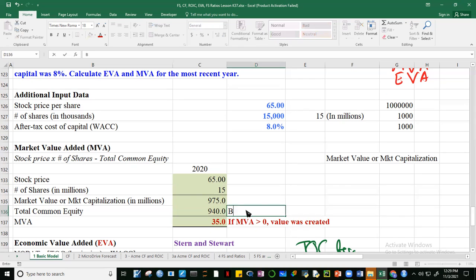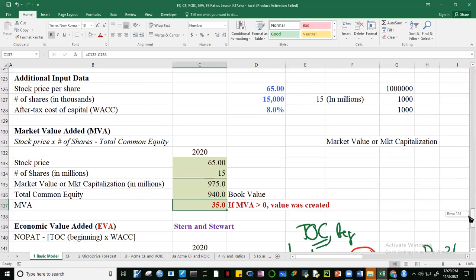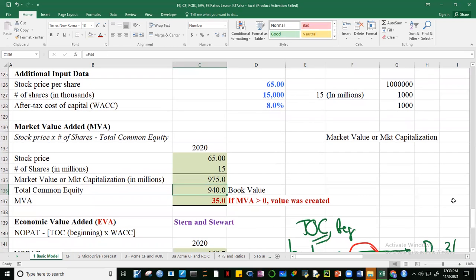Let me write here, book value. It's what you can find in the balance sheet. So there's a difference between what's out there in the market and what's in the balance sheet. 35 million, which means that value was created by management, since the market value is greater than what's in the books.